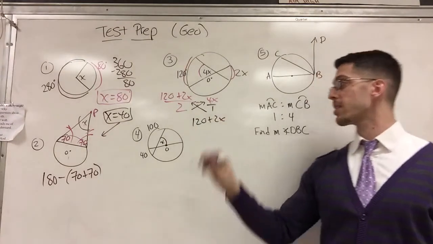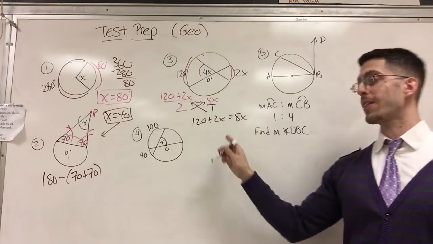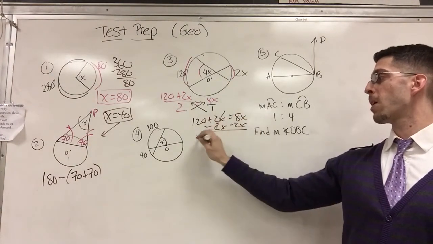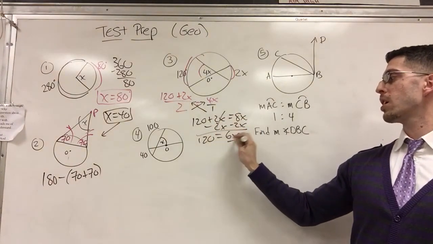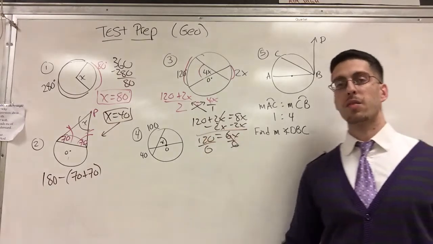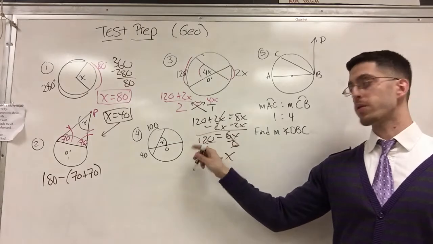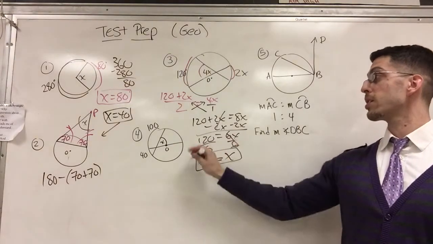4x times 2 is 8x, so that equals 8x. You've got to have some kind of algebra skills here. Subtract 2x on both sides. 120 equals 6x, divide by 6, and figure that out, and there's your answer. X equals 6 into 12 is 2. Bring the 0, x equals 20.